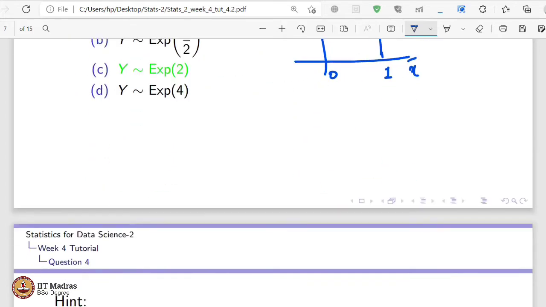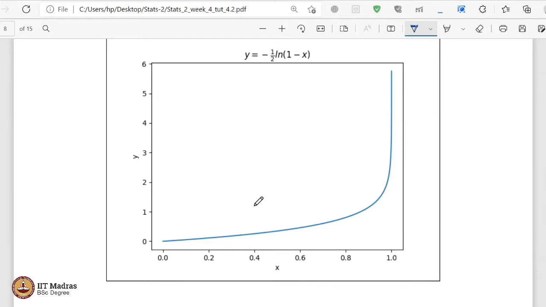Okay, so we have plotted this for you. So here it is, the plotted one. From 0 to 1, we can see this is an increasing function. So this function is a monotonic one, and it is differentiable at each and every point.